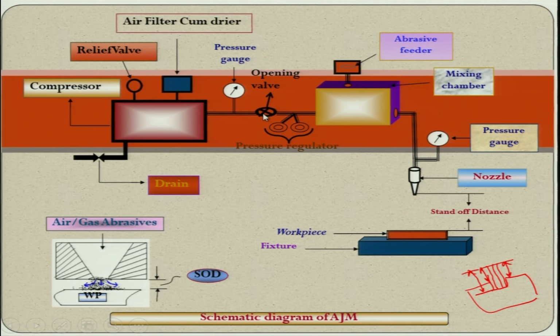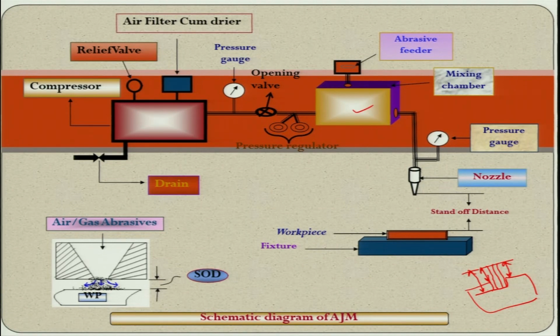Then the opening valve, the extent you open this particular valve, you can let the air or the gas go inside this chamber, and the pressure regulator is there. With the help of this pressure regulator, you can control the pressure of the air which is going inside this particular chamber. In this chamber, you are mixing the air with the very fine abrasive particles, and they get mixed up over here, and that is why its name is given as mixing chamber.